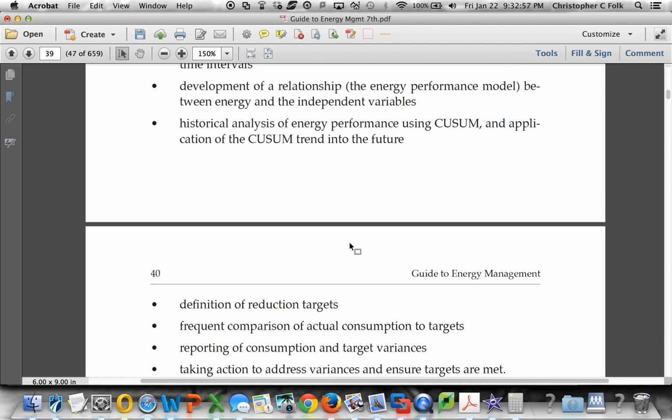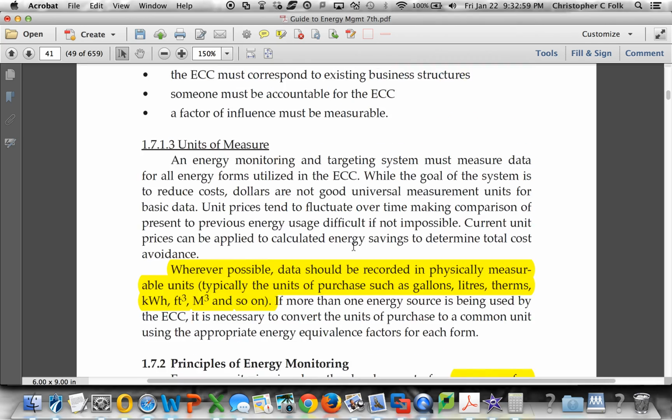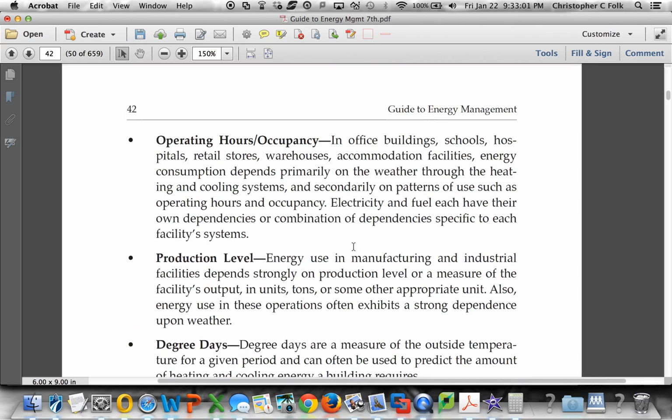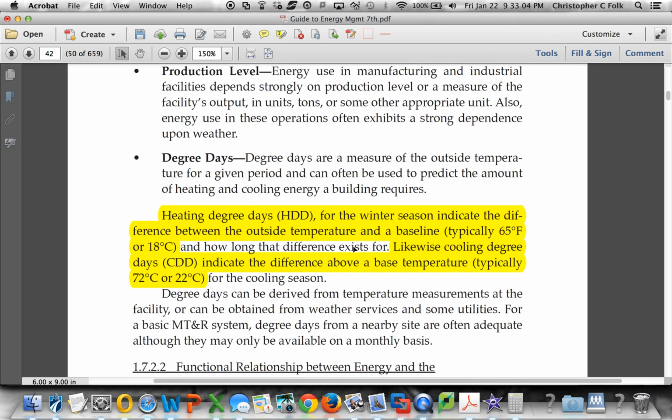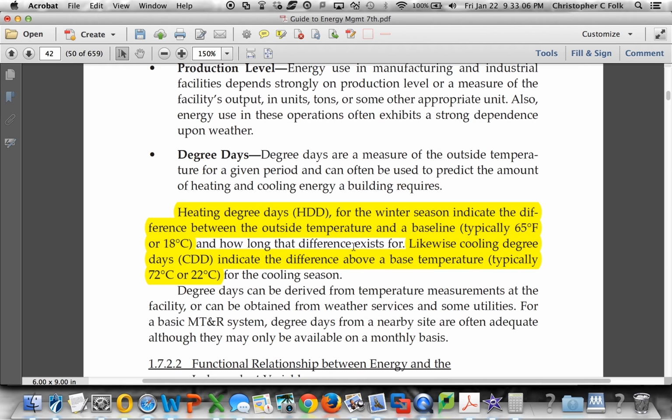I'm going to move forward. Bear with me. One of them is heating degree days. Okay, so I've highlighted this, and again, we're going to be going over this in greater depth next chapter here.